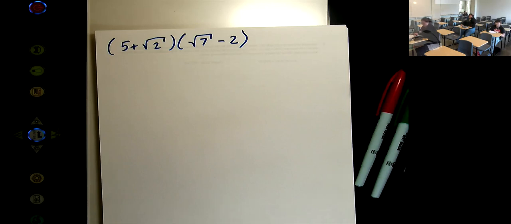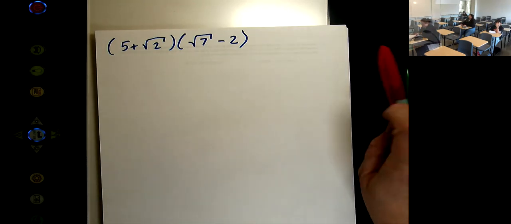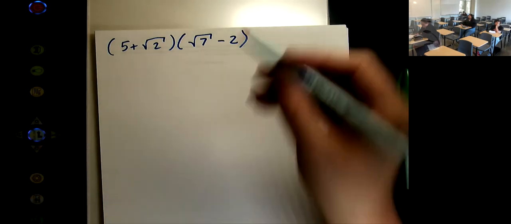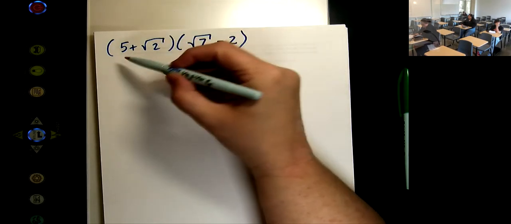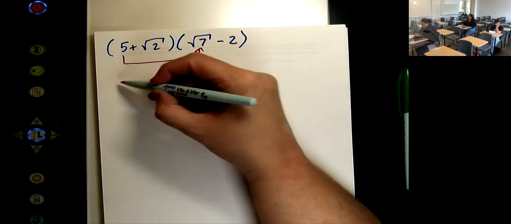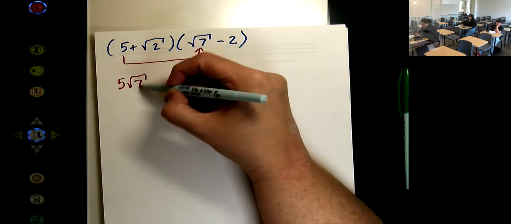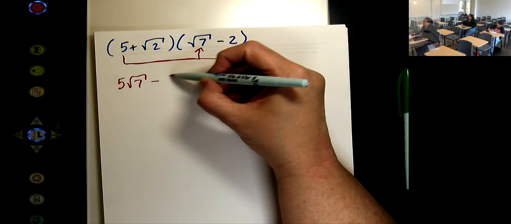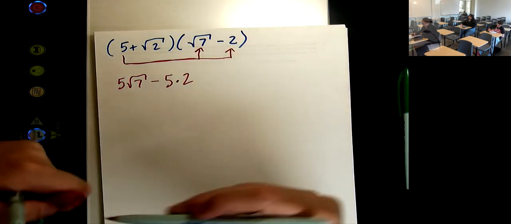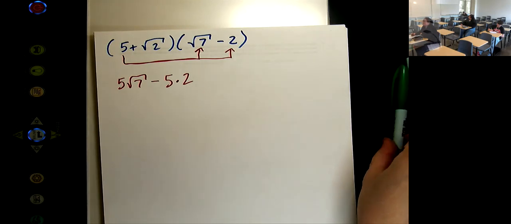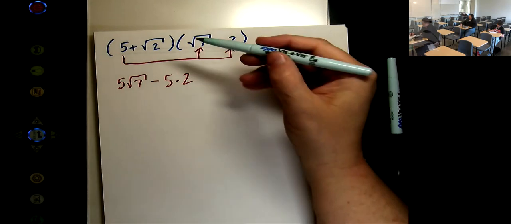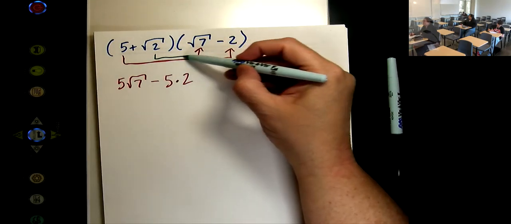Yeah, in chapter 11. We did similar things when we multiplied polynomials. We would distribute one thing at a time. I'm going to do the 5 times the square root of 7. Then I'm going to do the 5 times the minus 2. And then take the square root of 2 times the square root of 7.